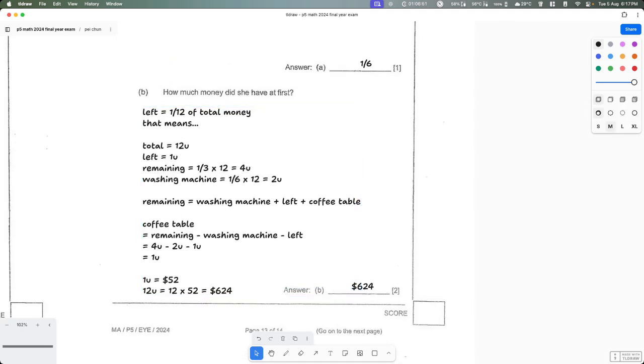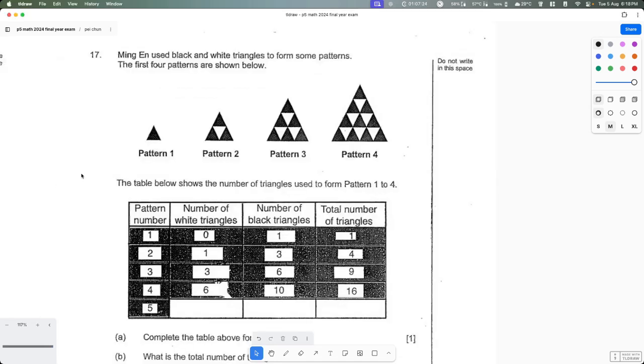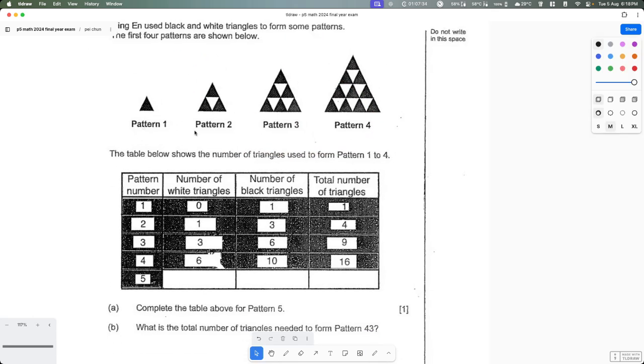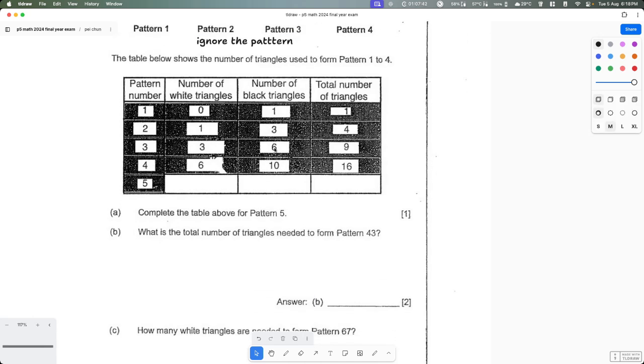Okay, so let's move on to the last question. Question 17. Mingang used black and white triangles to form some patterns. The first 4 patterns are shown below. Ignore the pattern most of the time. From here we have 136, 149, 16.